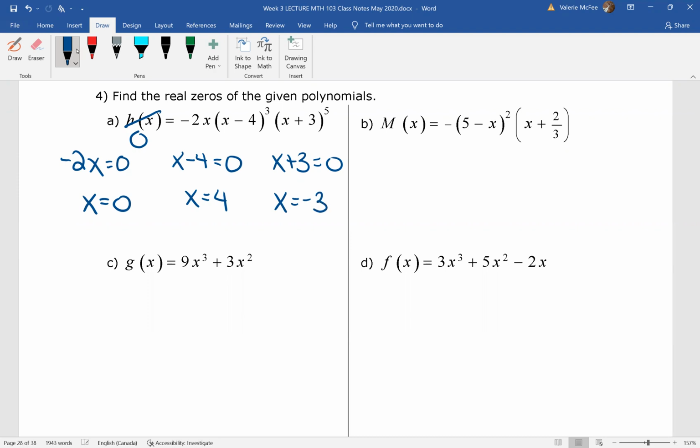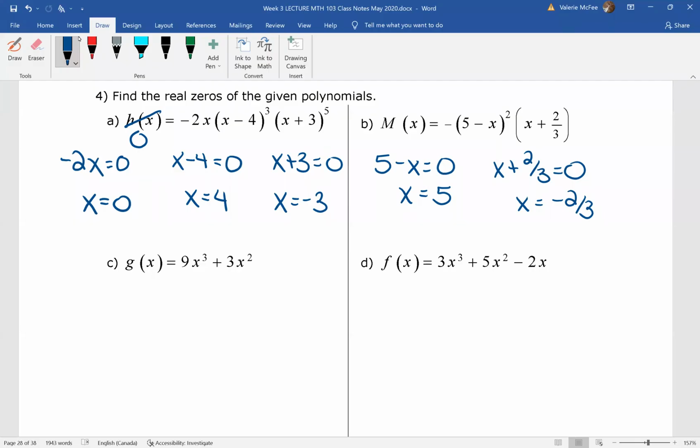Find the real zeros for part B. So you should see in part C that we're going to need to factor in order to find the real zeros. The same is true for D. Why don't you find the real zeros for those two?